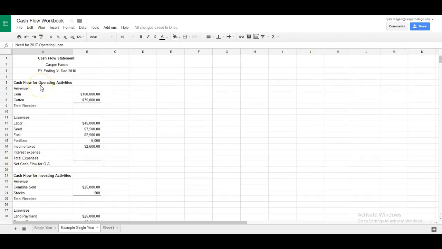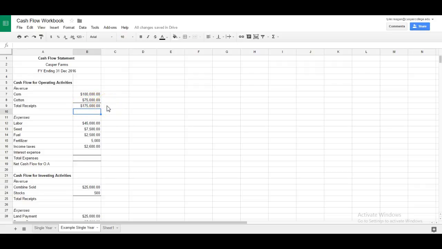So, as we talked about in the last video, operating activities, what did you receive receipts on? So let's say that Casper Farms deals with two main crops. So they only produce two different crops. They produce corn and cotton. So corn produced 100,000, cotton produced 75,000. So what is the total receipts? Well, the total receipts for the operating activities would be equal to the revenue from the corn plus the revenue from the cotton. So that is the total amount of receipts that you received from the products that you sold.